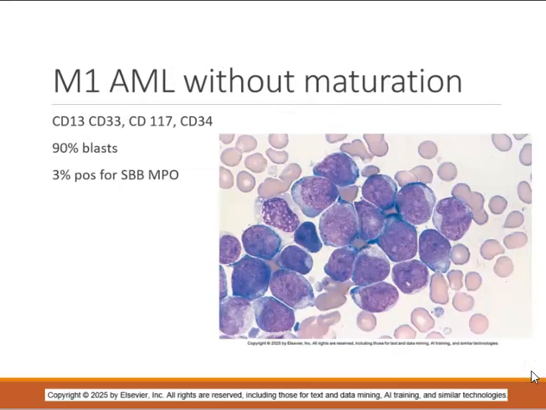M1 is AML without maturation. In other words, 90% on that smear is going to be blast. You can see it's like sheets of the same cell. You don't see the bands, the segs, the metas, the myelos. 90% of what you're looking at is all blast. And you can see the same markers. That's why the CD markers usually tell us if it's myeloid or lymphoid. When we get into the chapter about mature lymphoid neoplasms, that's where the CD markers really stand out and help us a lot. Even in M1, only 3% of them will be positive for the Sudan Black B and the myeloperoxidase.